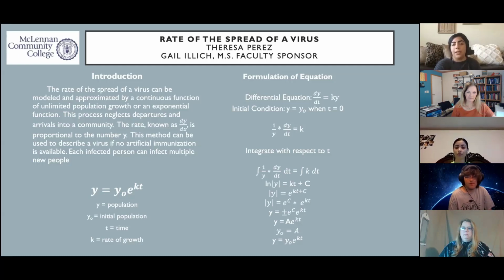The plus and minus of e to the c can just be looked at as any variable, and for this, it's just y naught. The a is just there as an intermediate variable. So the derived equation is y equals y naught e to the kt, where y naught is the initial population, t is the time, and k is the rate constant.